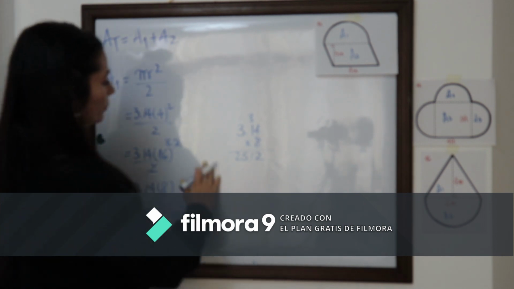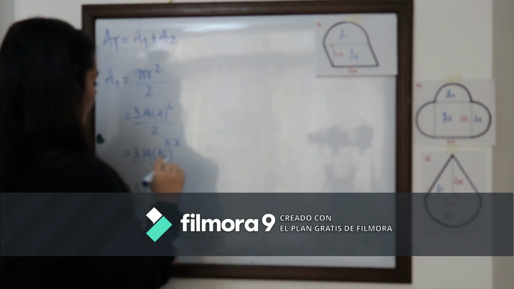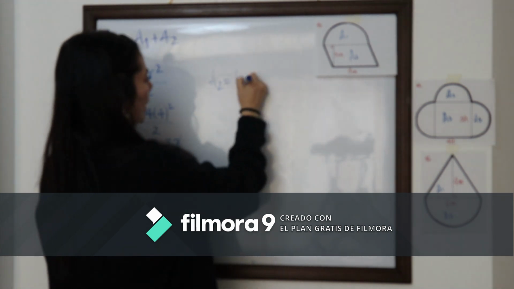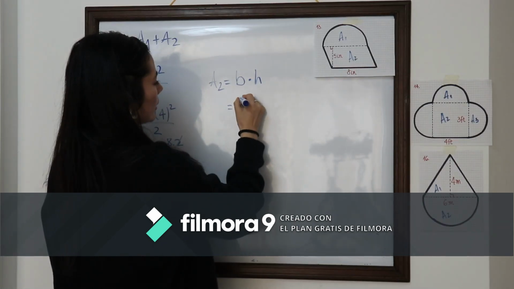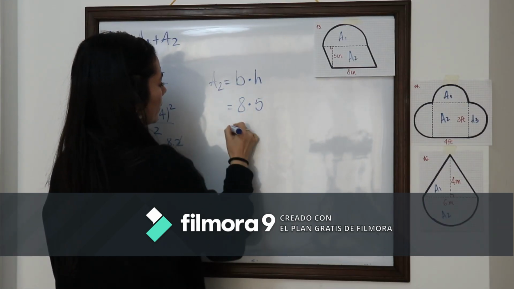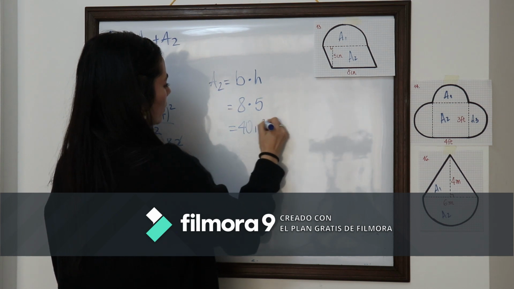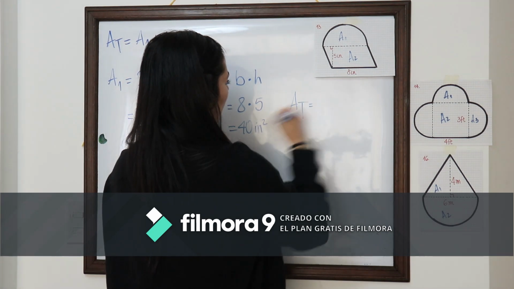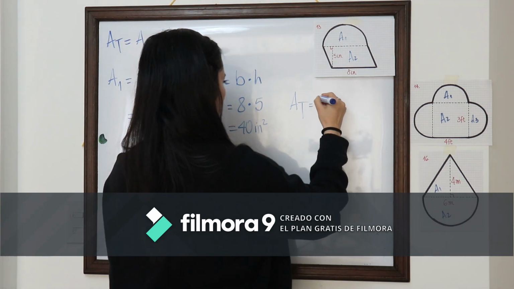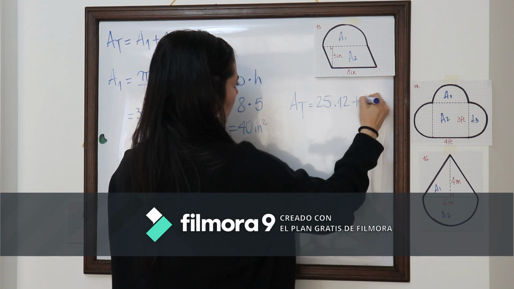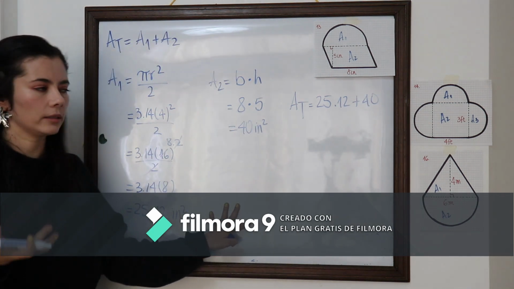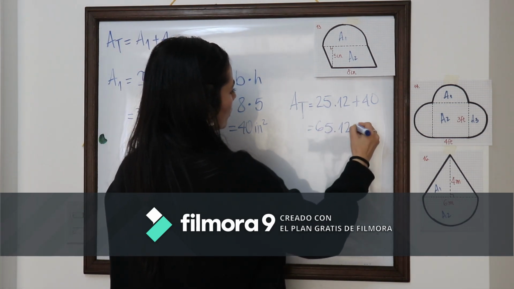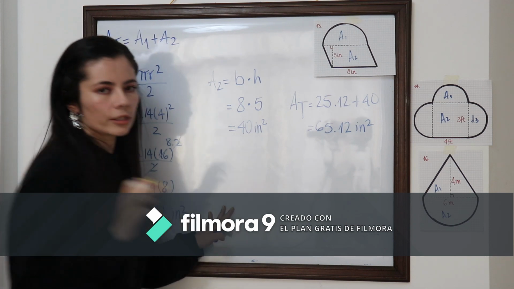Now think about that second area, which is the parallelogram. It's way easier, right? I need to think about the base times height, and in this case it's gonna be 8 times 5, which is 40 square inches. Now as we set it, the total area is adding those two things. So 25.12 plus 40 is gonna allow me to get 65.12 square inches. It's just that easy.